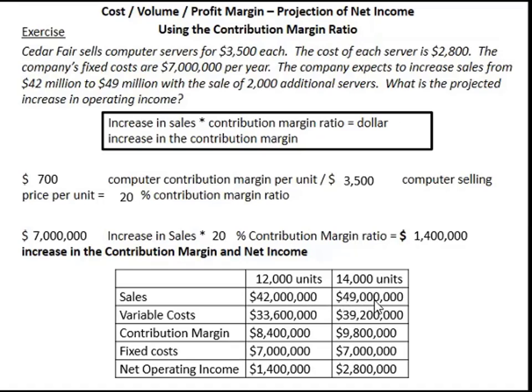And at 14,000 units, those sales are going to go up to $49 million, just like we talked about up here. I'm also going to have an increase in my variable costs because as my volume increases, my variable costs also increase. But by the same token, I'm going to have an increase in my contribution margin of $8,400,000 and $9,800,000. My fixed costs are going to stay the same.